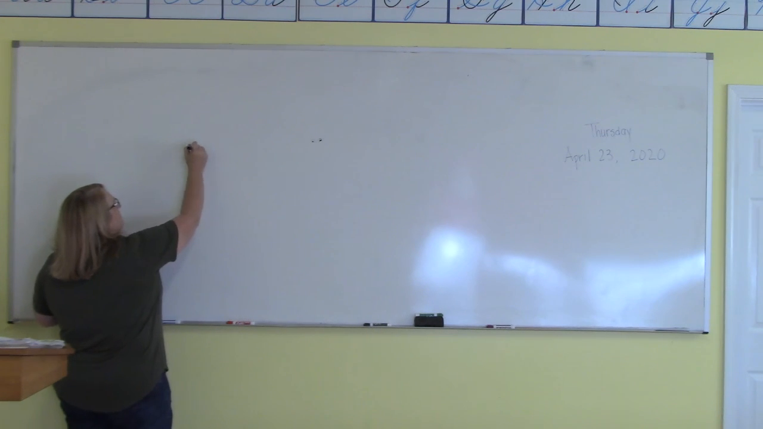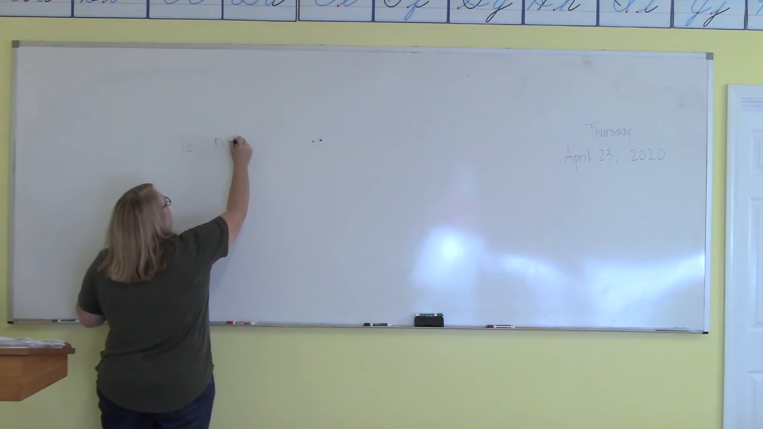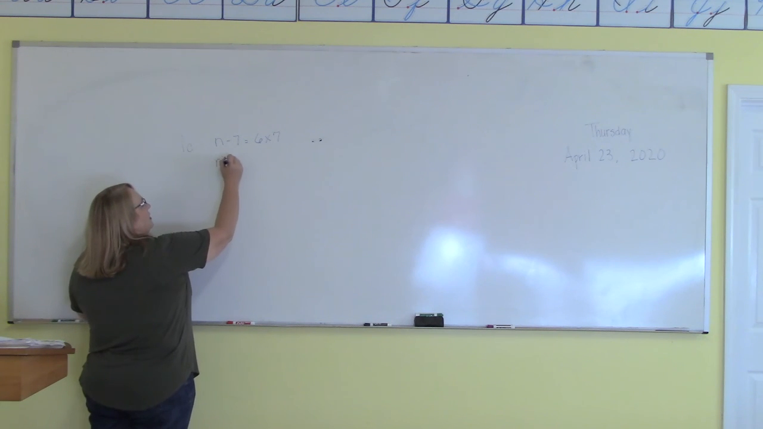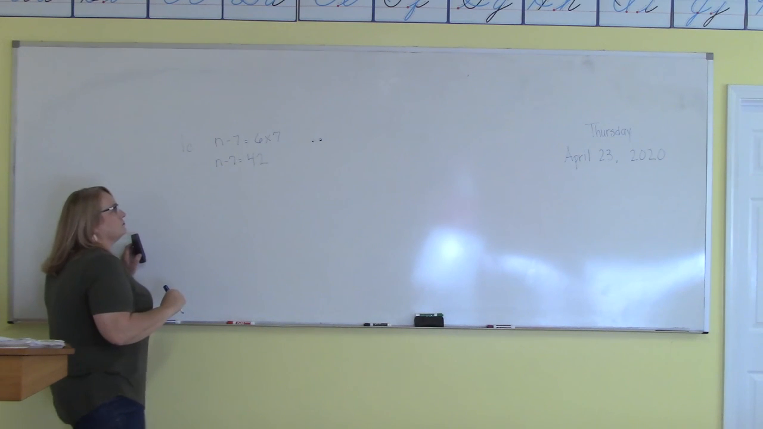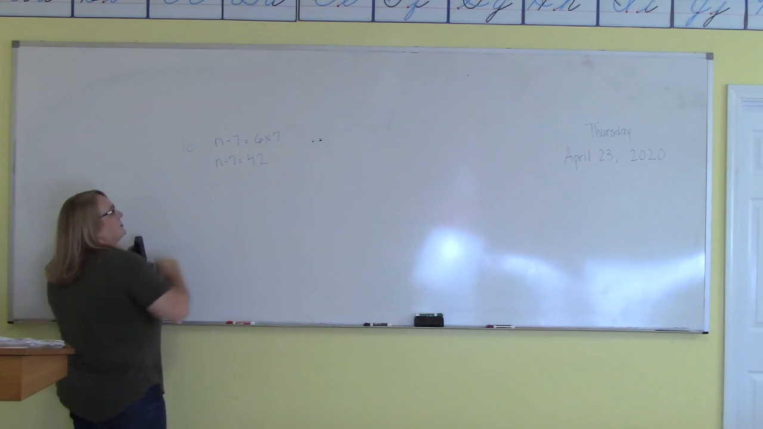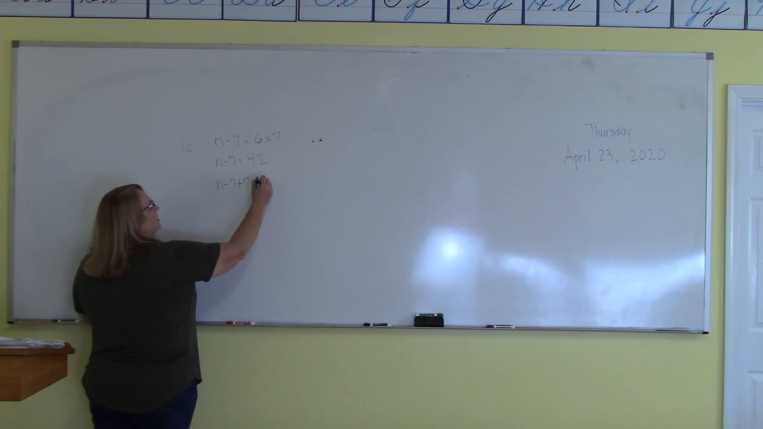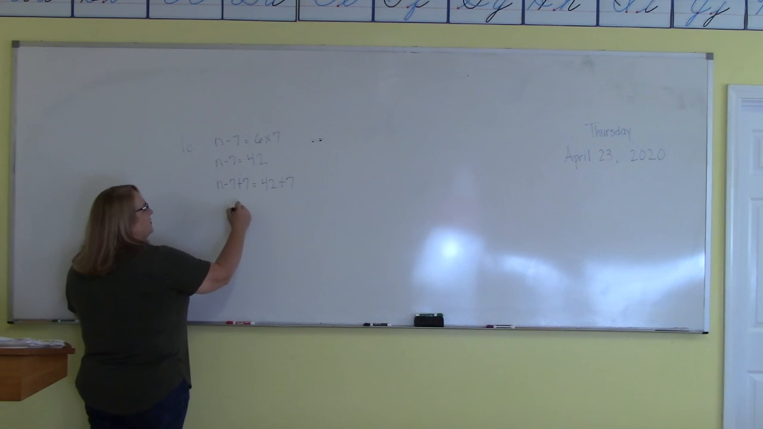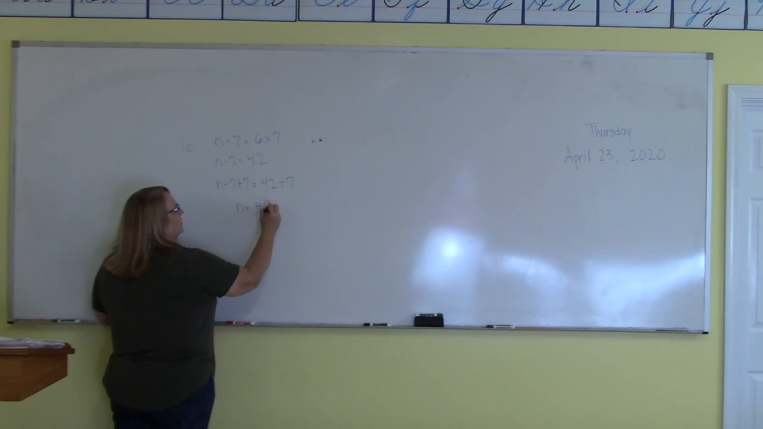Okay, 1c. n minus 7 equals 6 times 7. Solve what we know first. n minus 7 equals 6 times 7 is 42. Now we have to get n by itself. So n minus 7, adding 7 equals what we do to one side, we do to the other. Negative 7 plus 7 leaves n by itself. 42 plus 7 is 49.